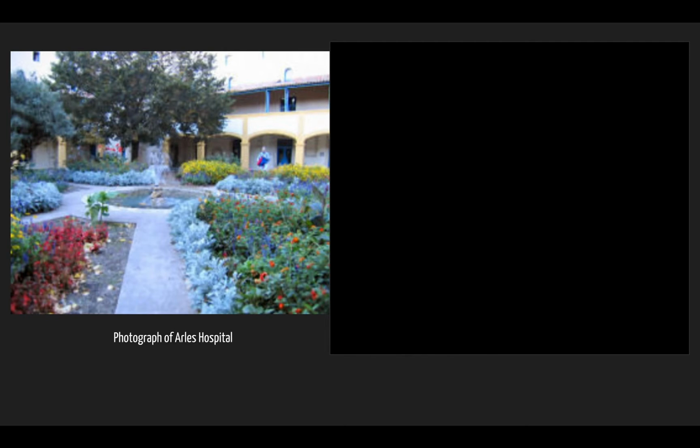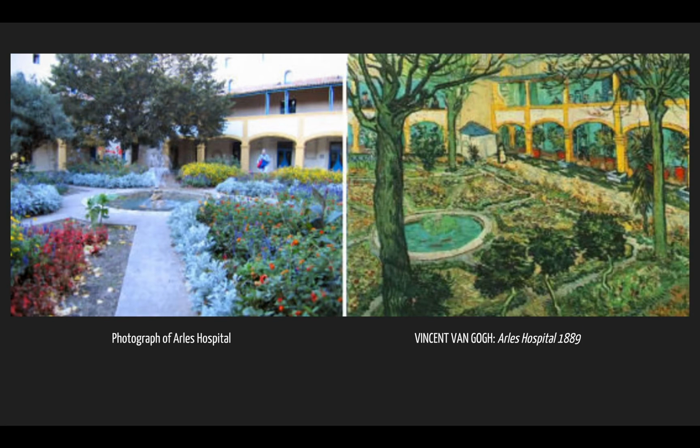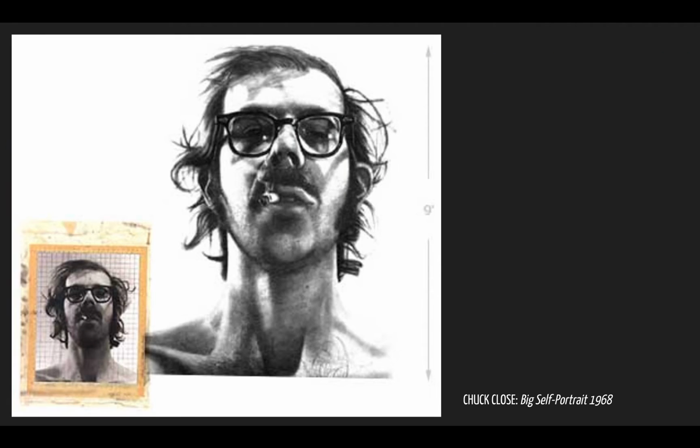Another example of when Van Gogh was in the hospital in Arles, France. Here's an actual color photograph. Here's a painting that Van Gogh did, again in 1889.